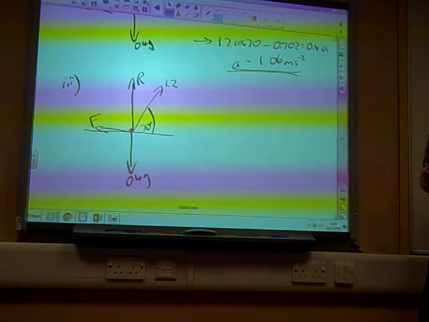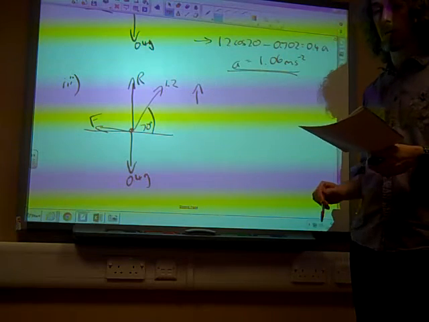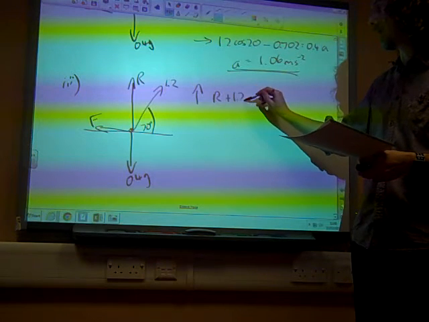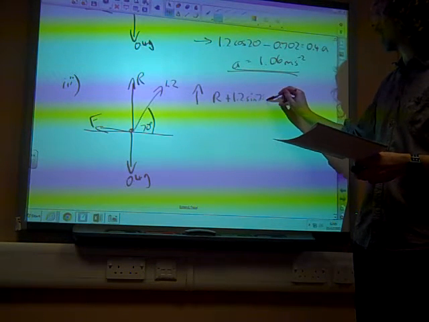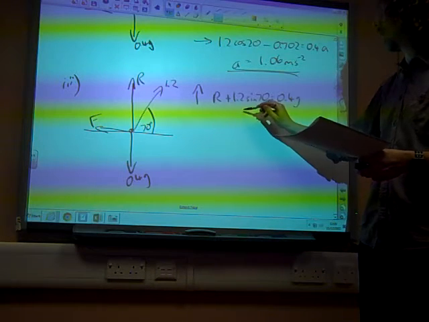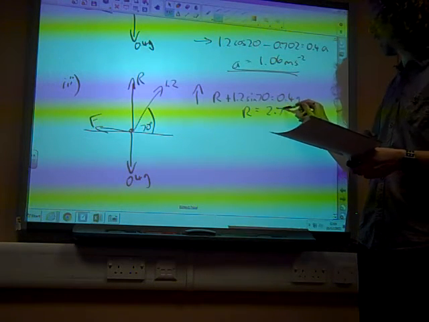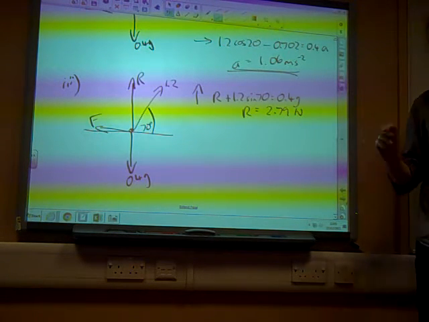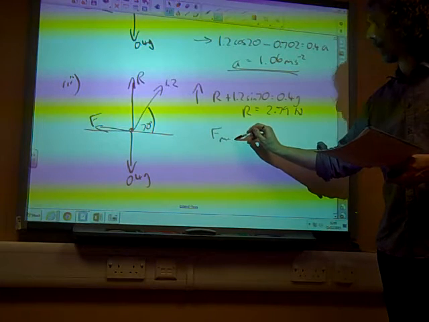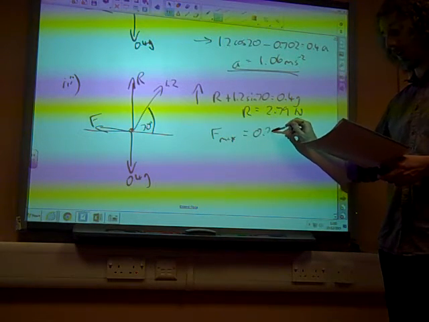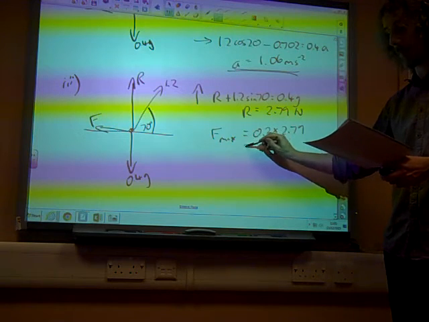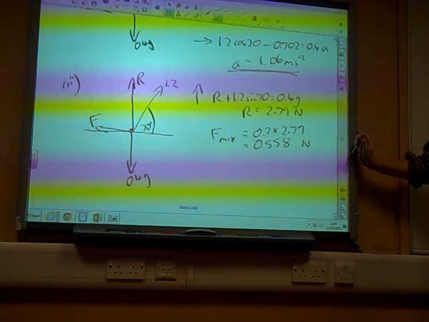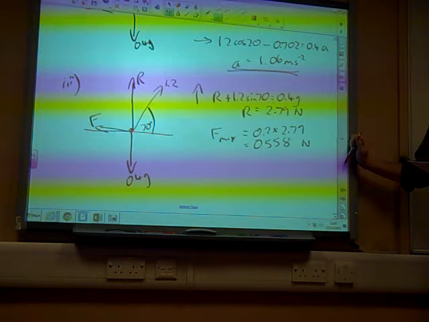So, if we resolve in our vertical direction again, because we need to find the new value of R, R plus 1.2 sine 70 is 0.4g. So this time R is 2.79 newtons. Okay. So F max is 0.2 times 2.79. So the maximum amount that friction could be in this case is 0.558 newtons. So that's a lot less.